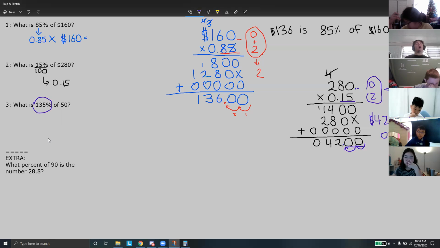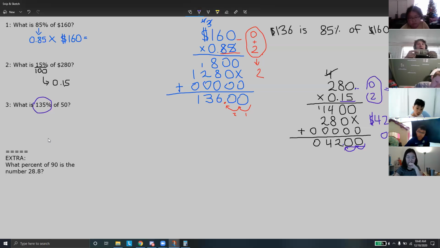So if I had 135% of a dollar, can anyone do that in their head? Yeah, that's absolutely correct. That's $1.35. How do we know that? Well, right now we're working with $1, which is the easiest thing we can work with. 1% of a dollar is 1 cent, right? That's where cent comes from.